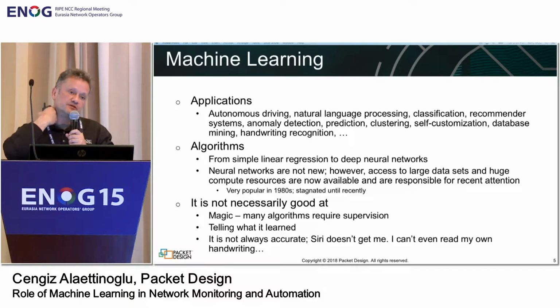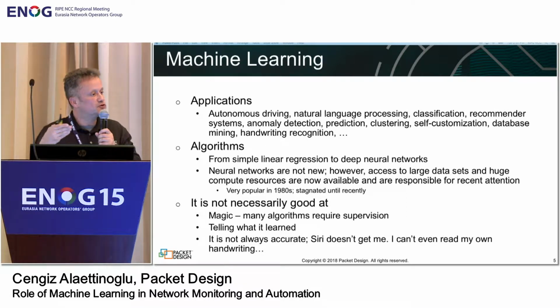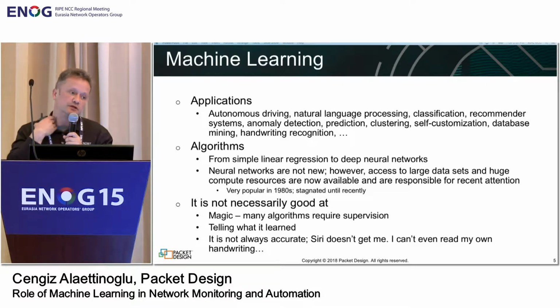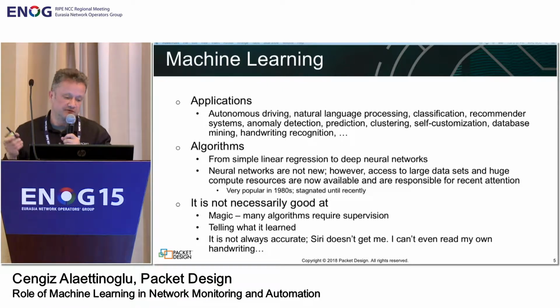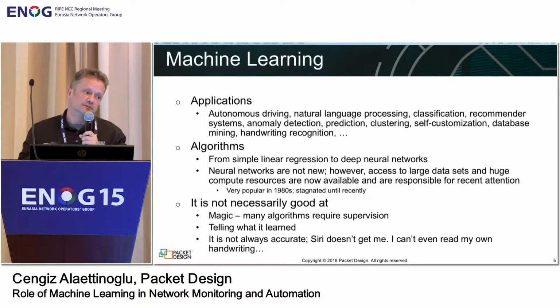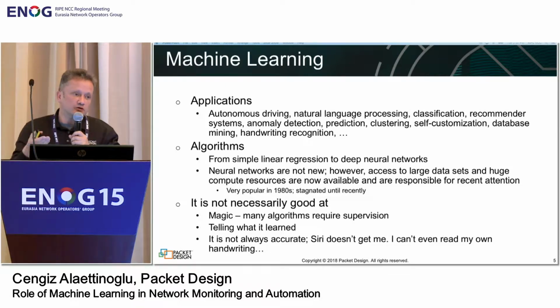The algorithms themselves are not new. They could be very simple algorithms like a simple linear regression, all the way to deep neural networks. But even deep neural networks are not new. If you look at Wikipedia, the first theoretical paper on this is more than 100 years ago. They were very popular in the 80s. However, they were almost stagnant and then resurfaced in the last, I would say, 5 or 6 years.